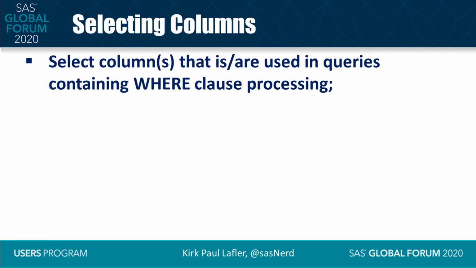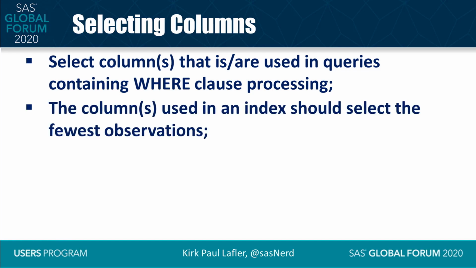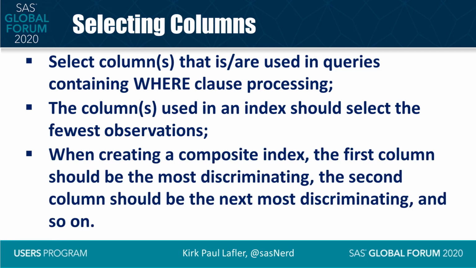Now, how do you go about selecting columns that are going to be used in an index? Select columns that are used in queries containing where clause processing. The columns used in an index should select the fewest observations. When creating a composite index, where there are 2 or more columns, the first column should be the most discriminating. The second column should be the next most discriminating, and so on and so forth.